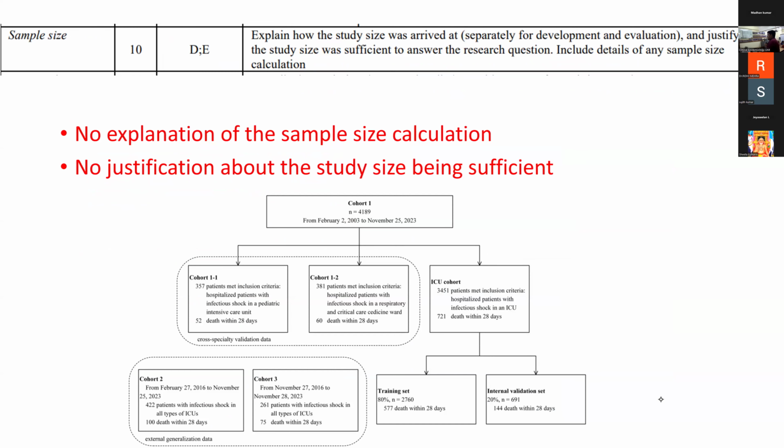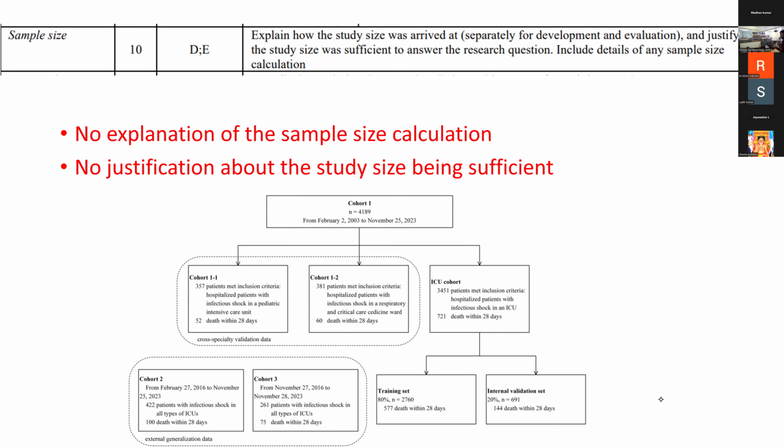Now, regarding the sample size, explain how the study size was arrived at and whether the study size was sufficient to answer their research question. So this was a retrospective study and they have taken 20 years of data, but they have not clearly mentioned why they got a sample size of this much, or whether this sample size was sufficient to build a model which can actually predict mortality outcomes. That was not clearly mentioned and there were no details about how they calculated the sample size.